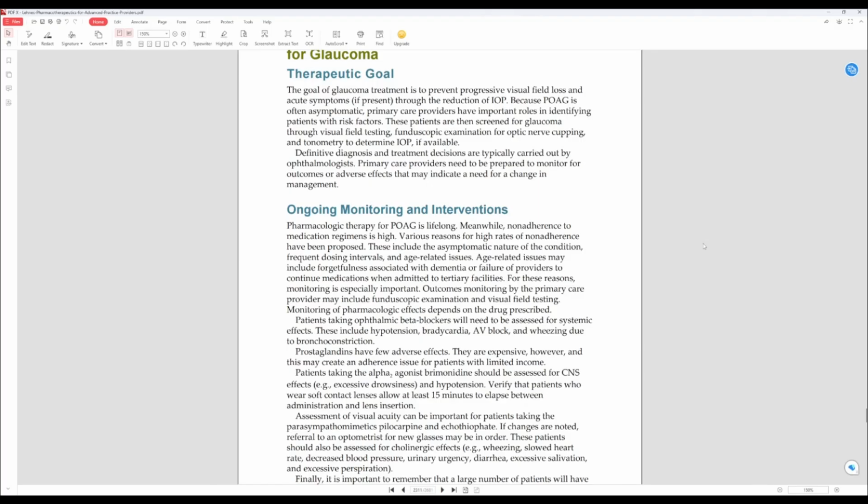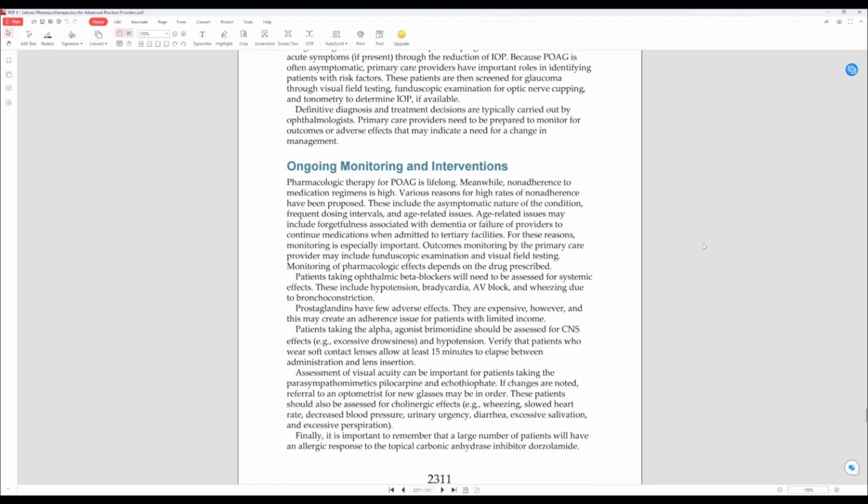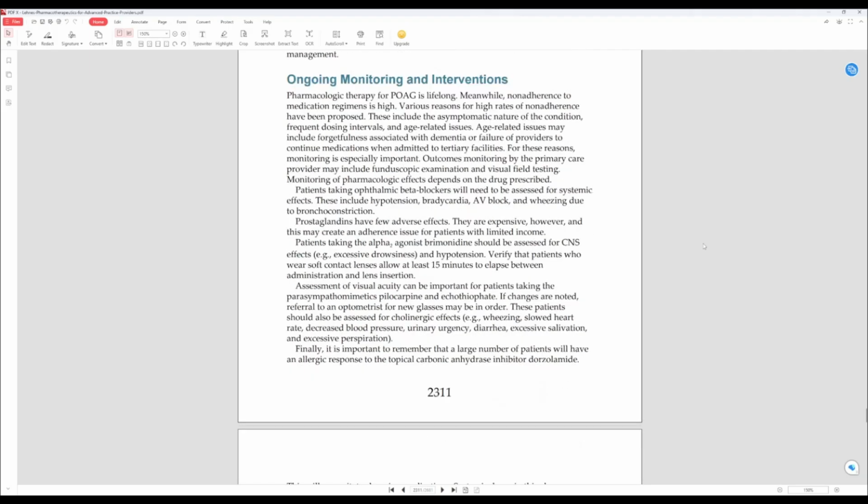Because POAG is often asymptomatic, primary care providers have important roles in identifying patients with risk factors. These patients are then screened for glaucoma through visual field testing, fundoscopy examination for optic nerve cupping, and tonometry to determine IOP if available. Definitive diagnosis and treatment decisions are typically carried out by the ophthalmologist. Primary care providers need to be prepared to monitor for outcomes or adverse effects that may indicate a need for a change in management. So, ongoing monitoring and interventions.